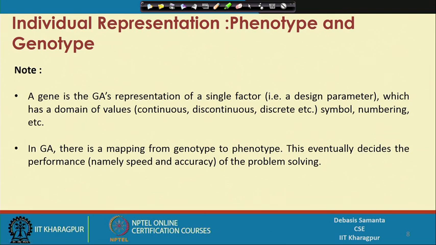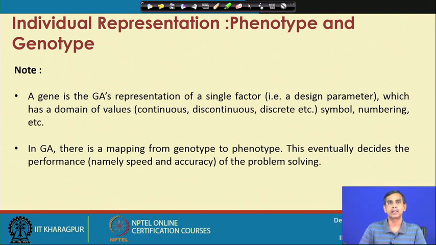Okay, fine. Before going to understand binary encoding, we can say that a gene is the representation of a unit, that is a single factor, that is a design parameter. The design parameter may have different values. They can be defined in the discrete domain, they can be continuous, or some symbolic values or numbers, etc. That means gene value can be anything, according to the requirement of the problem that you are going to solve.